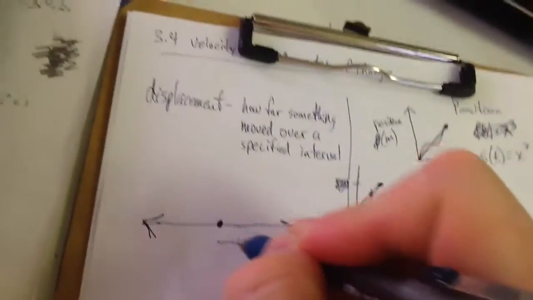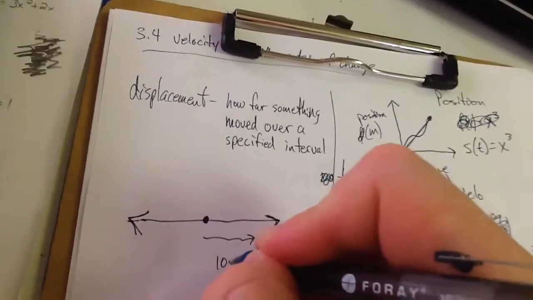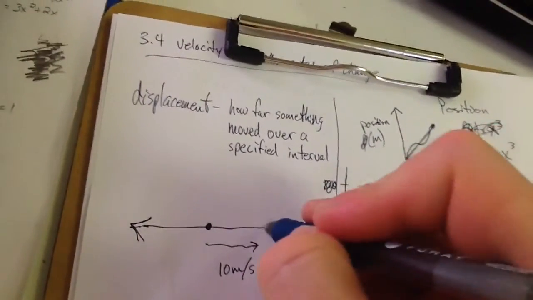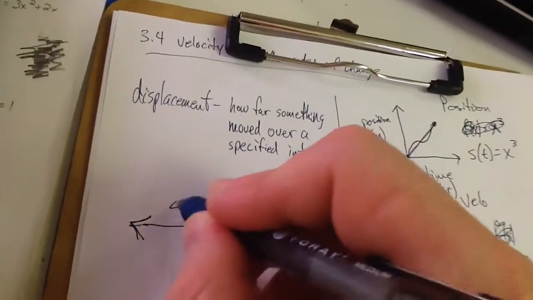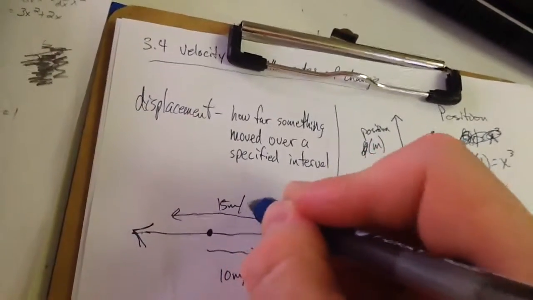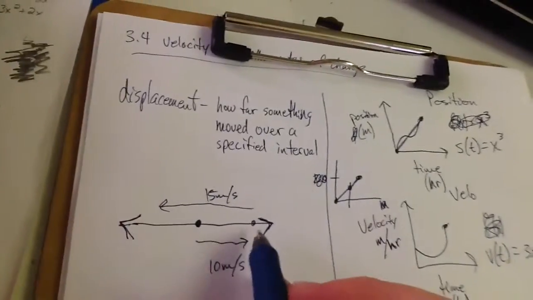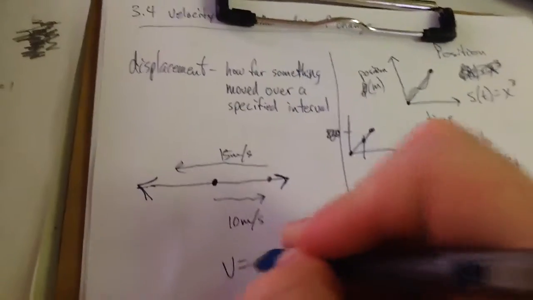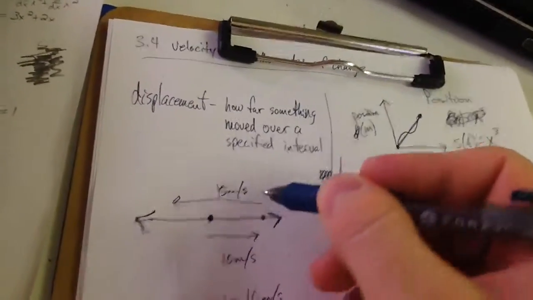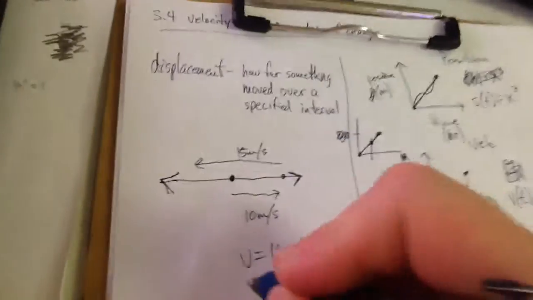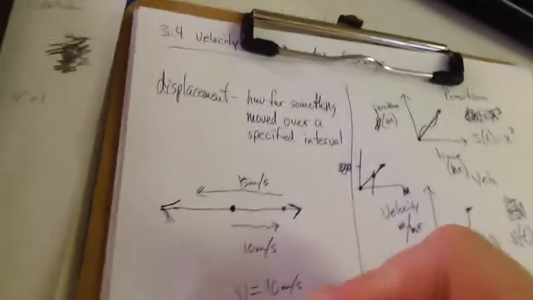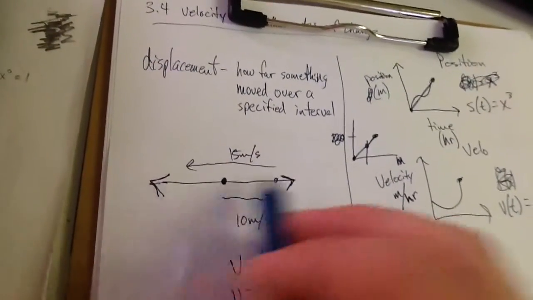So if it moves this way at 10 meters per second, and then it stops right here and decides to start moving this way at 15 meters per second. When it starts moving to the right, the velocity is 10 meters per second. And then when it stops, turns around and starts moving to the left right here, the velocity would be negative 15 meters per second. So velocity has direction with it. It can be positive or negative.